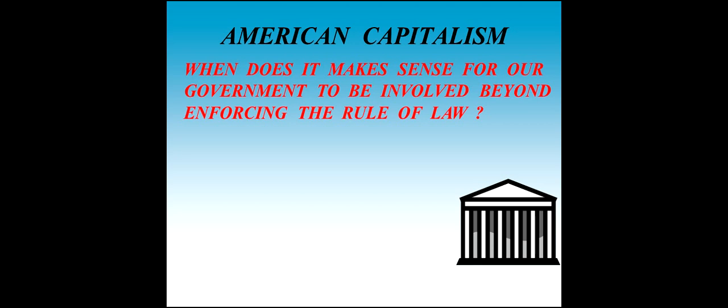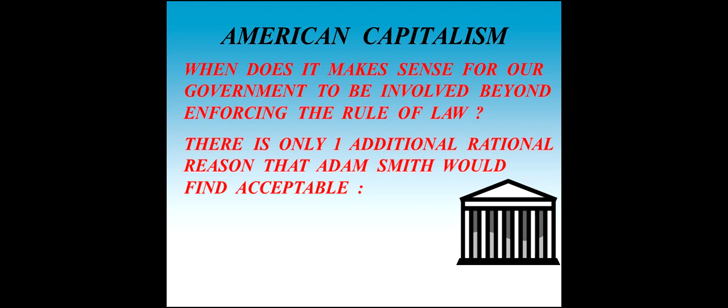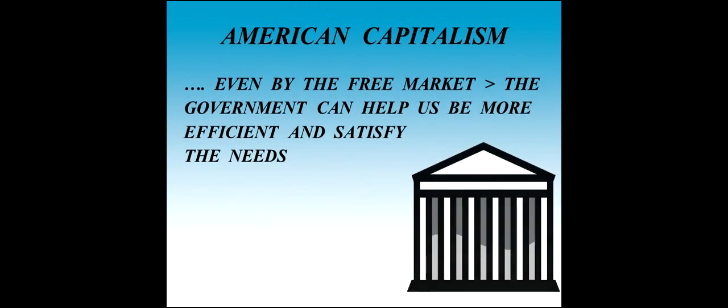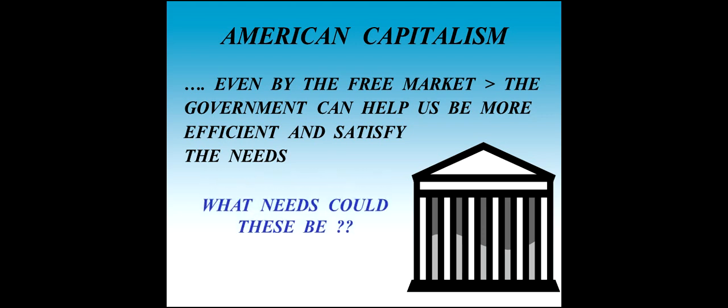But Adam Smith said that there was only one additional rational reason for government involvement beyond the rule of law. And Adam Smith said that the capitalist system is not completely self-sufficient, and there are some needs that cannot be met for the society through the free market or the open market. And in these cases, Adam Smith felt that the government can help us be a little more efficient and satisfy the needs of society. So the question then becomes, well, what needs could these be?